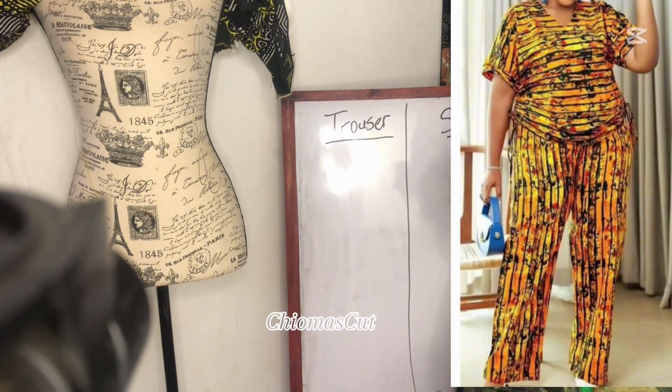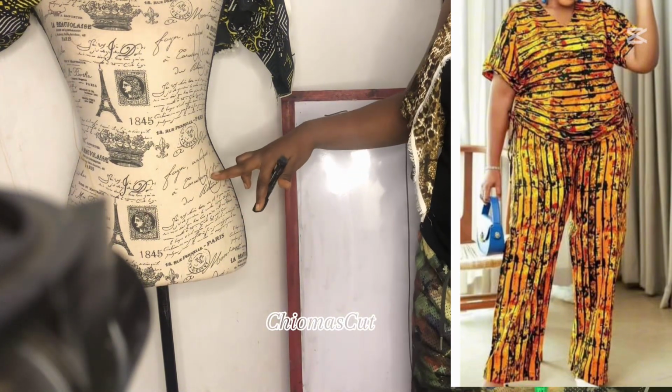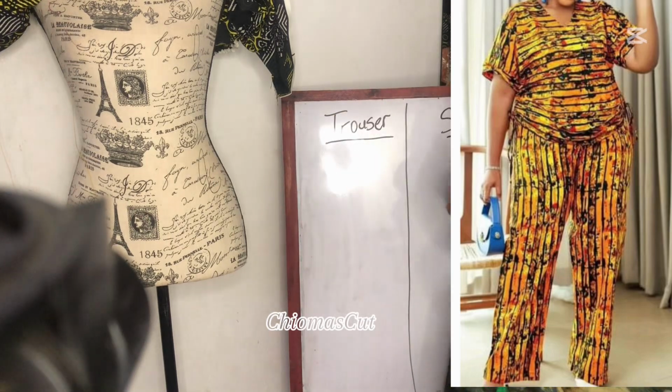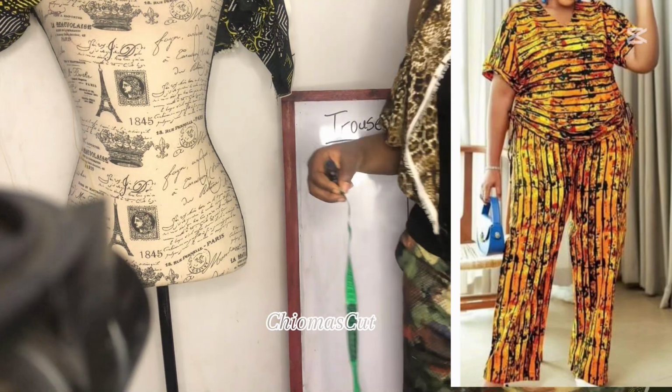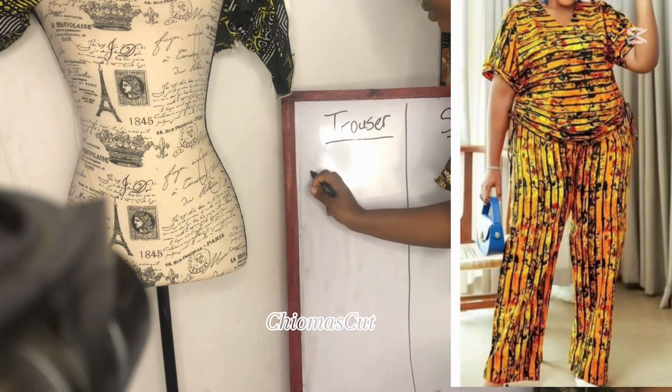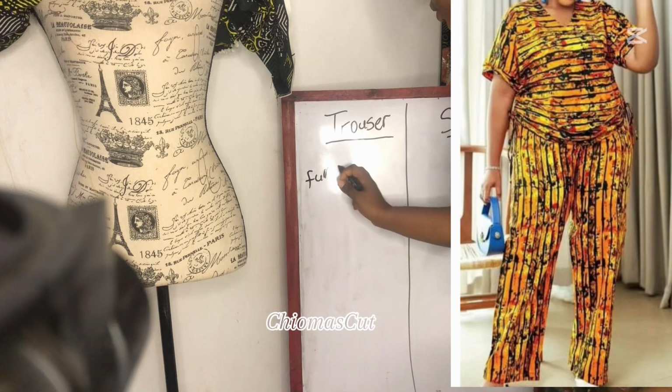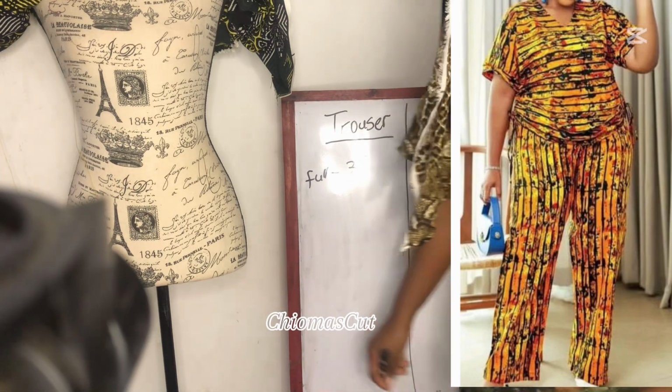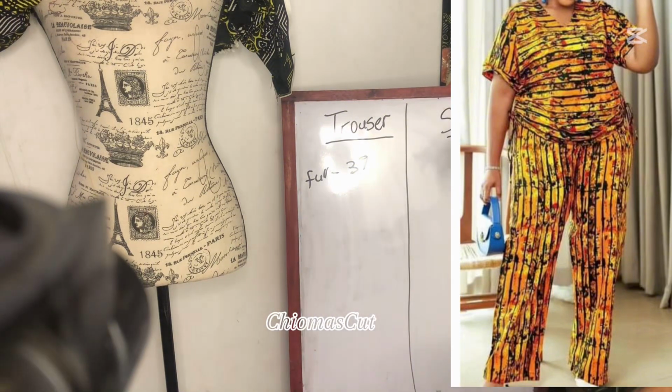If you want a lower trouser, that's if the top is big enough that you don't even need to tuck in, you can start from here. This is the lower waist, so somewhere around here. And our length is 39. So I'm just going to take a full length. Full length is what? 39. That's what we'll do.